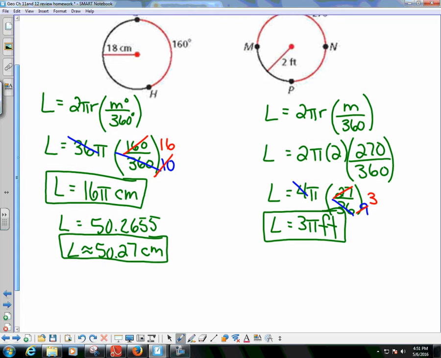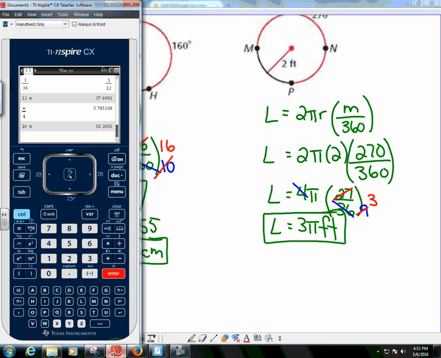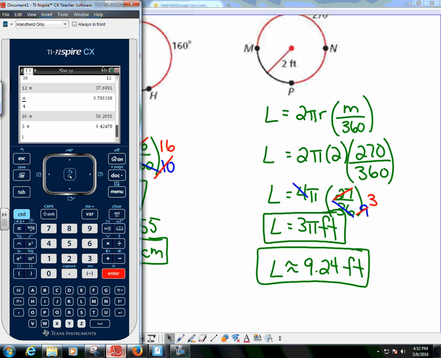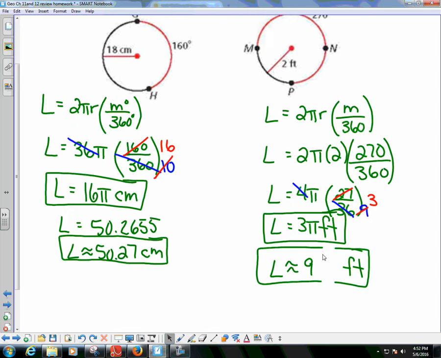And then I'm going to go to my calculator and type in 3 times pi. 3 times pi gives me 9.424. That is a linear measure. It's feet and not squared. I knew I wrote the wrong thing. It's actually 9.42. Sorry. 9.42.